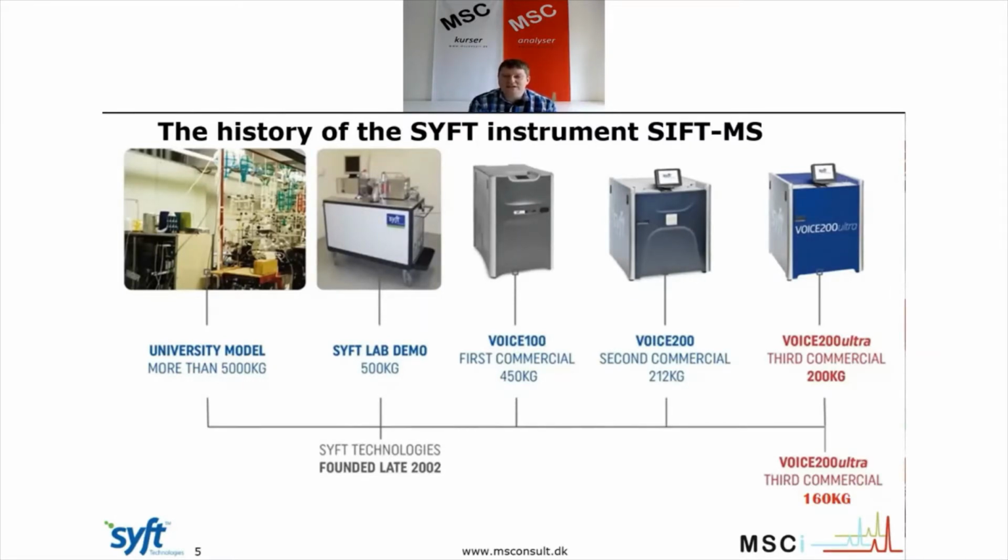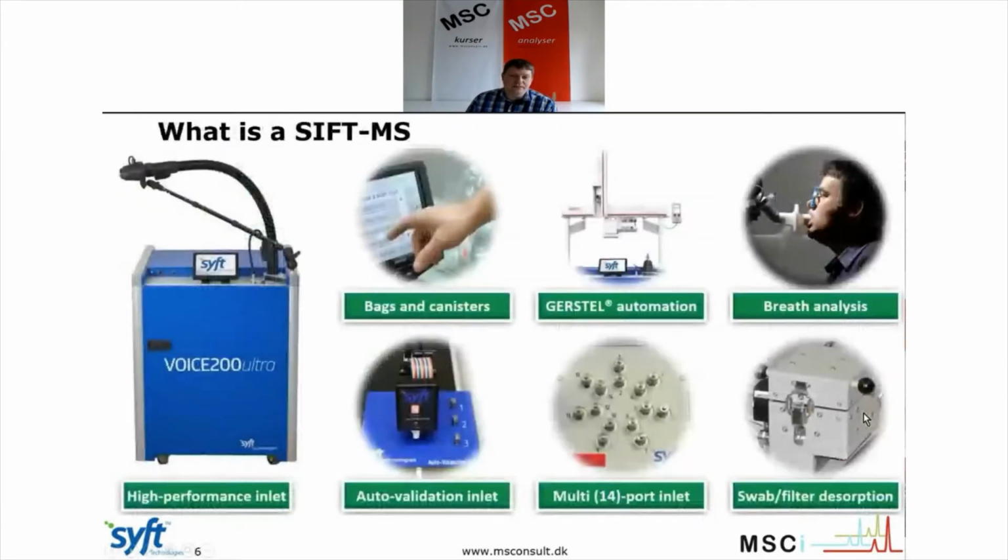As you can see in this slide, the main improvement is that it's becoming lighter and lighter. The first Voice 200 Ultra weighed 200 kilograms, and they haven't made a new model, but they have improved this model and taken off another 40 kilograms, because they removed a pump. They found a smarter way to get the right pressures in the right places, using only one rough pump. That's just one of the many things they have improved over the years with this instrument.